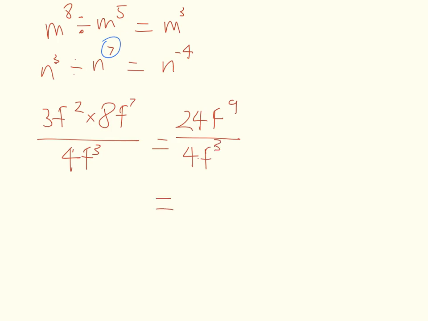Well, we're just going to literally look at it as 2 parts. Okay, so we'll deal with 24 over 4 is 6, and f to the 9 divided by f to the 3, that's what this really means. f to the 9 divided by f to the 3, which is f to the power of 6. So we literally just treat our numerals and our indices as separate entities.